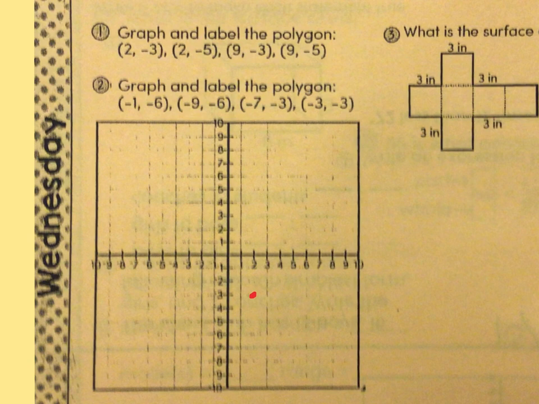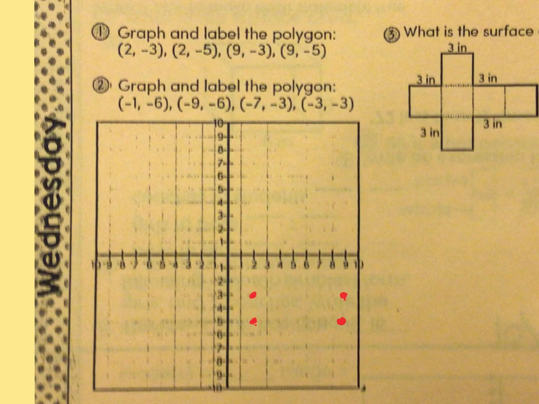Then we're going to go to the next one, which is 2, -5. So I'm going to go over 2, down -5, which is right here. Then our next plot point is 9, -3. So I'm going to go over 9, down -3. So we're going to be about right there. And then the next one is over 9, down -5. So it's going to be in line with this one.